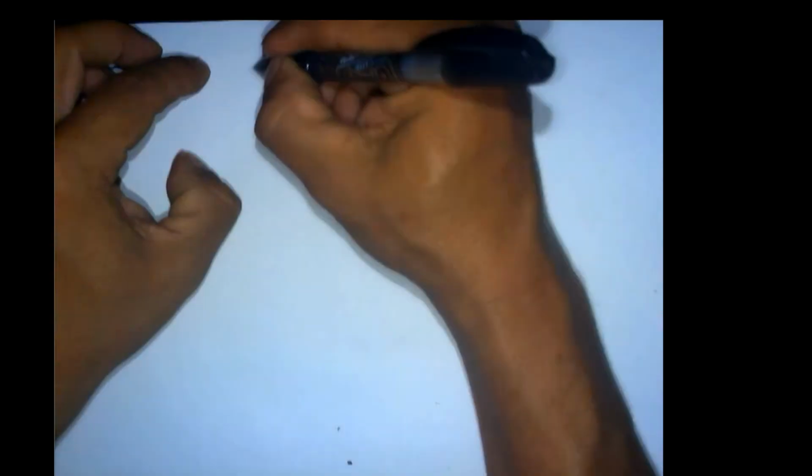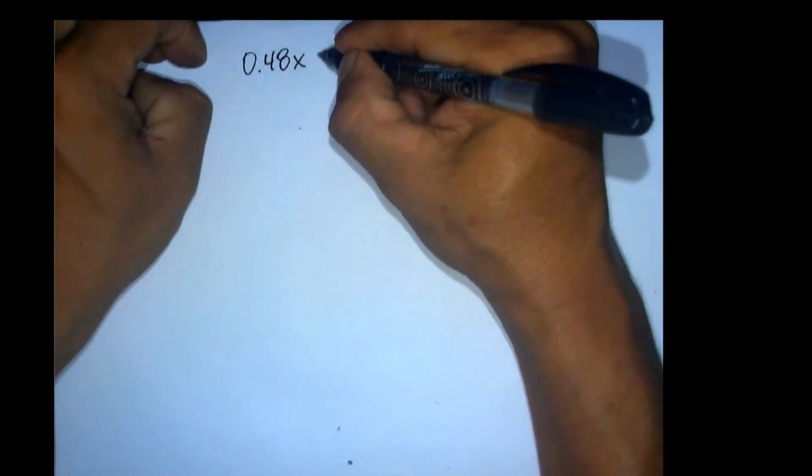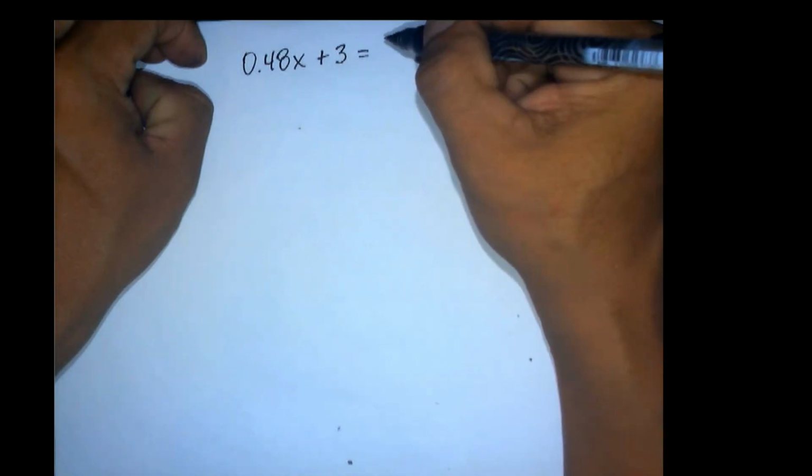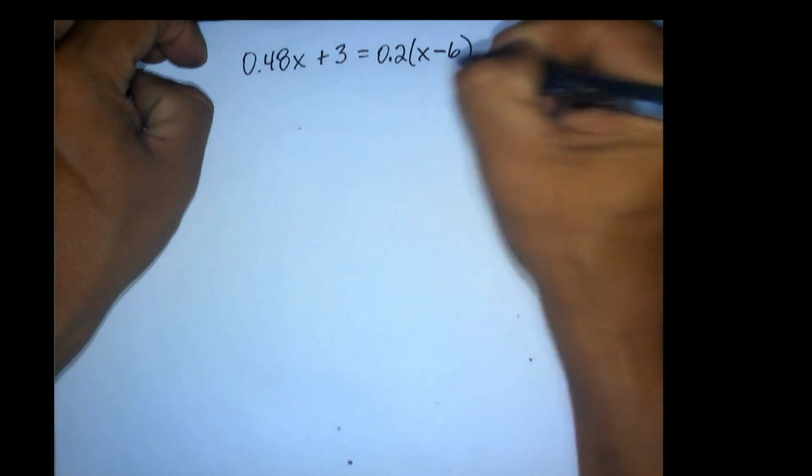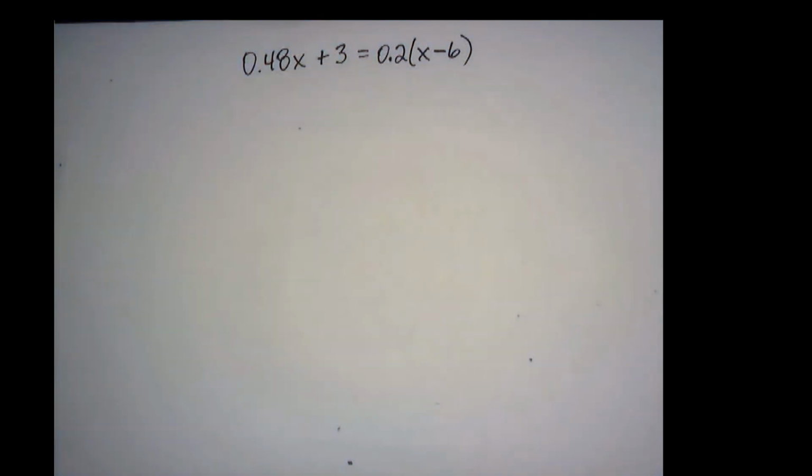Here's mine. 0.48x plus 3 is equal to 0.2 times x minus 6. So what am I going to multiply both sides by? 100. Very good.